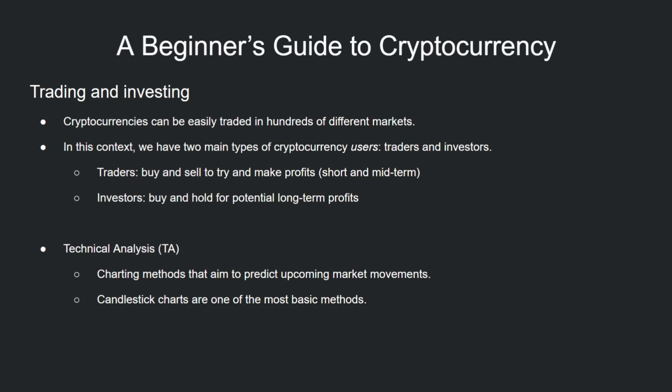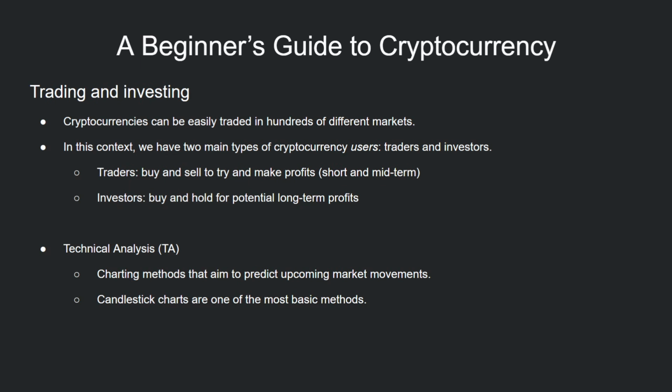And of course, cryptocurrencies are, as we mentioned, a digital form of money, and they are tradable assets, which means they can be easily traded in hundreds of different markets. And in this context, we have two main types of cryptocurrency users: traders and investors. Traders are the ones that buy and sell to try and make profits in the short and mid-term, while investors are the ones that buy and hold for potential long-term profits.